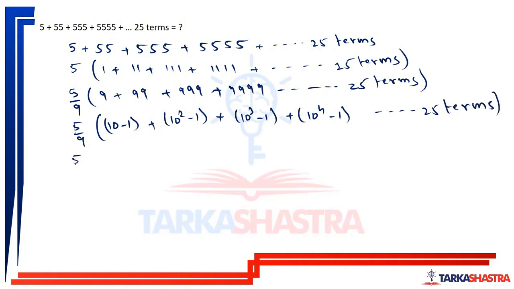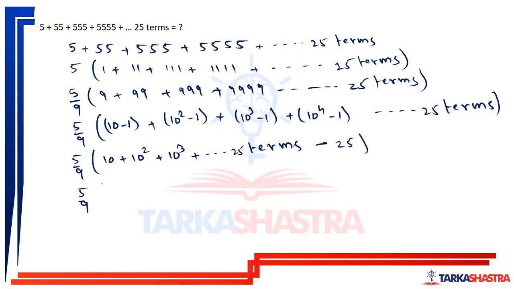So what we have, 5 by 9, and then we have geometric progression of 10, 10 square, 10 cube, up to 25 terms. Minus, this is minus 1, this is minus 1, this is minus 1, this is minus 1. So minus 1, 25 times. So this is minus 25.